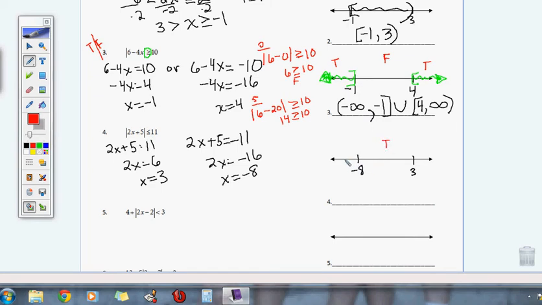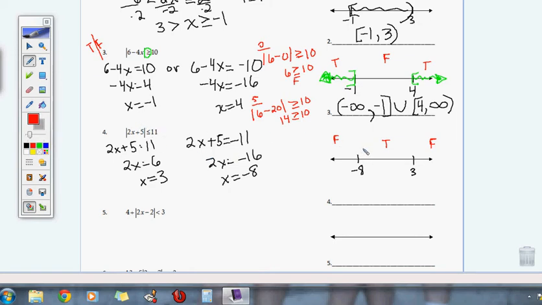Now, intuition might lead you to think that these two would be false. Until you know with 100% confidence exactly what works out, I would just test them. It doesn't take long. So if I put in a 4, I get 2 times 4, 8, plus 5, 13. Absolute value of 13 is less than or equal to 11. That's false. And then if we do negative 9, negative 18 plus 5 is negative 13, but the absolute value is 13, which again is false when compared to being less than or equal to 11.